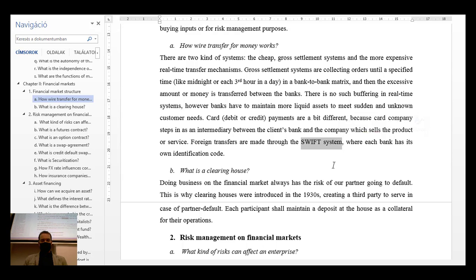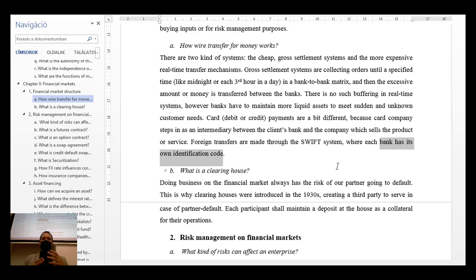I'm not sure how long this will exist, because nowadays it seems a bit outdated, but yeah. Each bank has its identification code. To be honest, I think this could be switched most easily to a blockchain-based system, because right now we can take any bank or any country out of the Swiss system.